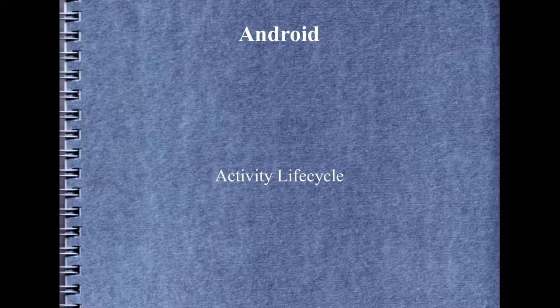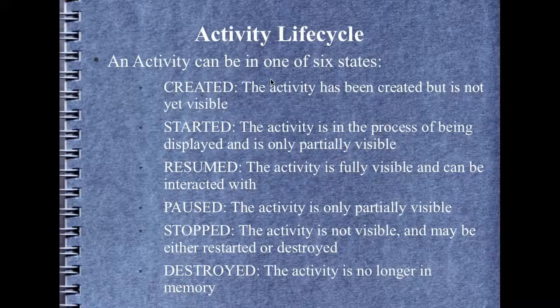Hi, in this video I want to talk about the Android activity lifecycle in some detail. So let's get started. An activity can be in one of 6 states throughout its lifecycle. It can be in what we call the created state, where the activity has been created, but it is not yet visible. The started state, the activity is actually in the process of being displayed.